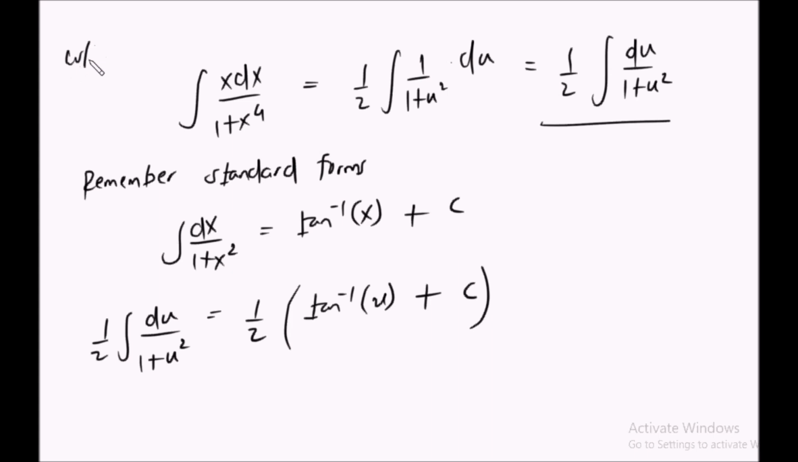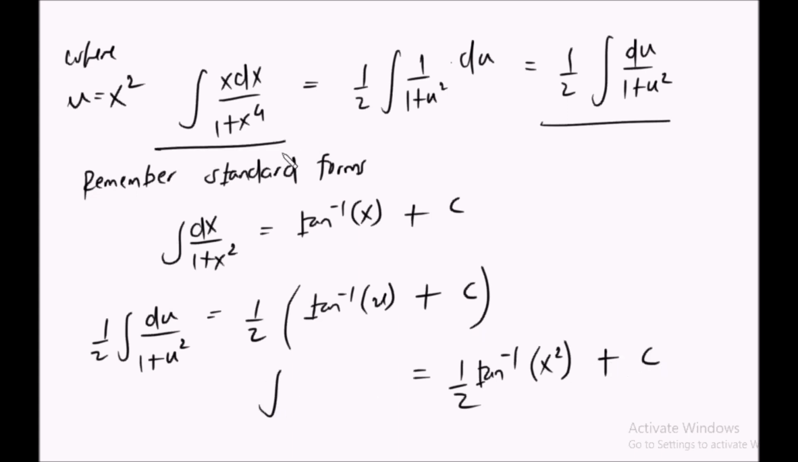So hapo sahau kwamba u ni nini, ni x squared. So kama u ni x squared, jibu letu litakuwa ni nini? Litakuwa ni 1/2 tan of inverse. So nimeingiza 1/2 ndani, so kwenye u ni x squared, okay, plus 1/2 times c. So hii ndo integral ya nani, ya huyu hapa, okay, x dx 1 plus x power 4. You can see hapa nimepata jibu just by applying the formula ya integration by u substitution. So you see how simple it is.